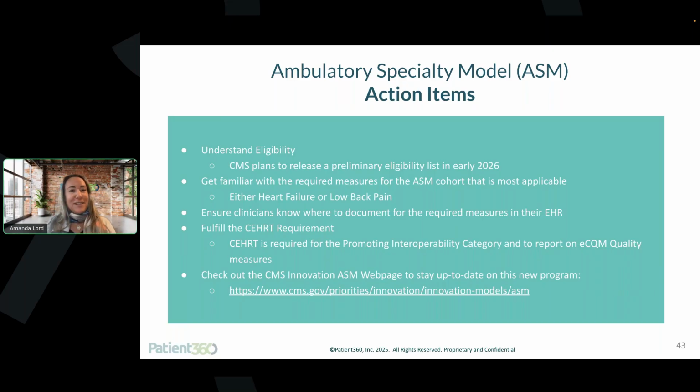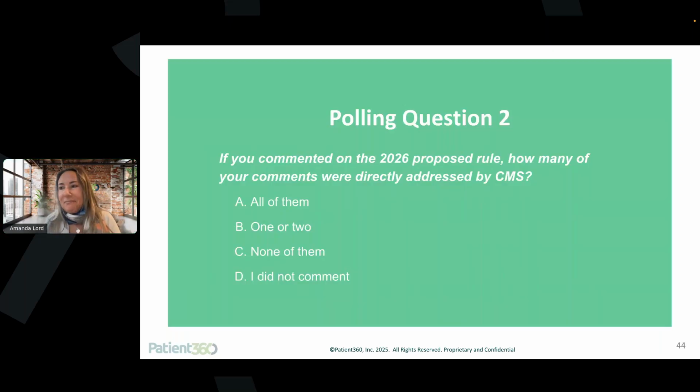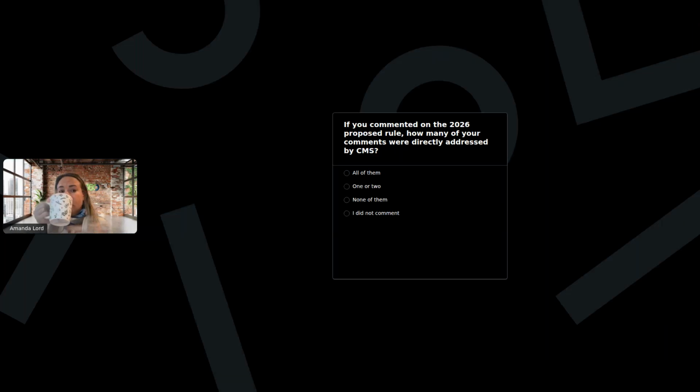Next slide, please. Let's get a poll from Garrett. All right, and we'll give Amanda a second to catch her breath and get a glass of water here. Second polling question is this, and you will see it up on your screen here. If you commented on the 2026 proposed rule, how many of your comments were directly addressed by CMS? Was it all of them? Maybe one or two? None of them? Or I did not comment?